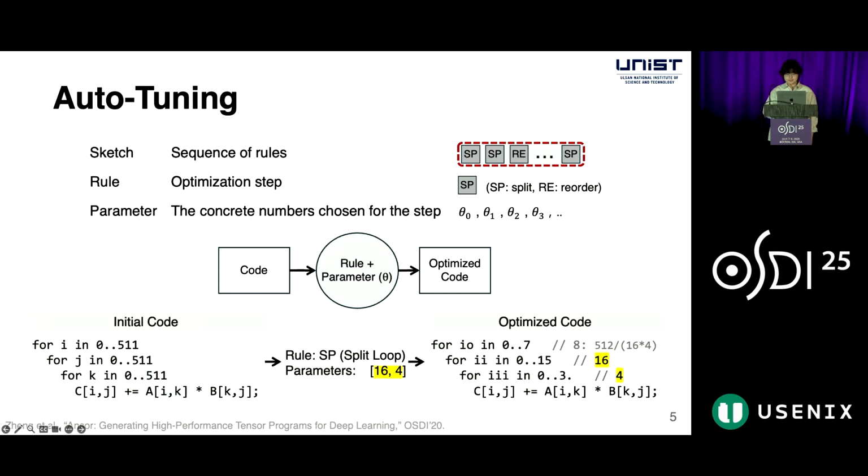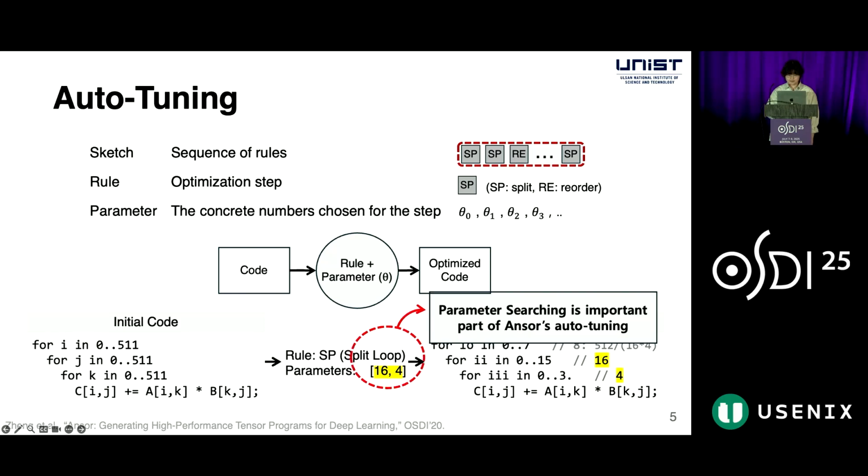The figure below shows an example of the split rule, also known as multi-level tiling. In this case, the parameters are set to 16 and 4, which means the inner loops iterate 16 times and 4 times respectively. What's important here is that even though the rules stay the same, changing the parameters can drastically affect performance. That's why searching for the best parameters is such a critical part of Ansor's auto-tuning process.